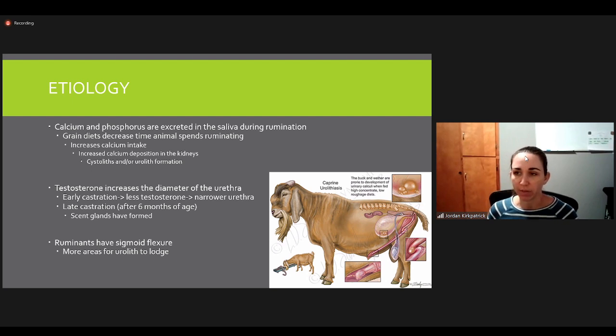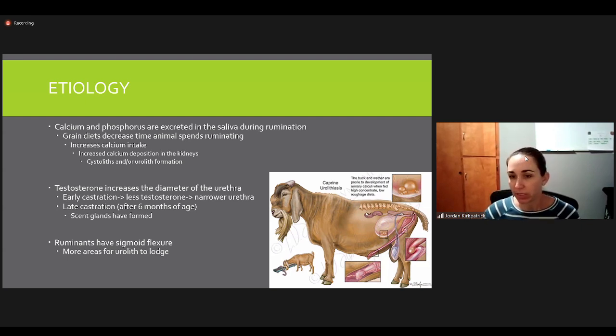So that's why they tend to be castrated earlier, because if they're castrated before 6 months, they don't develop the scent glands and they don't have what we would consider a bad smell. So that's why they tend to get castrated earlier, more for the scent gland issue. But because they're castrated earlier, their urethras are smaller and stones are prone to getting stuck in there.